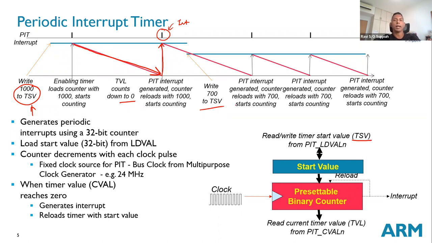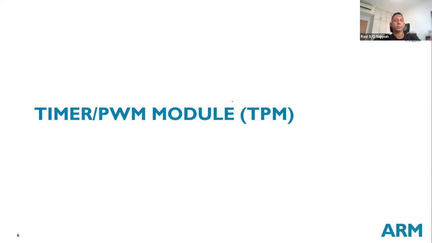So this is a very easy way of generating periodic interrupts in your system. If I know that this particular LED is always going to blink at a rate of 1 second or 5 seconds, I can just set up a periodic interrupt timer that counts down based on that interval and keeps toggling the LED. So this is one easy way of generating periodic interrupts. That one is very straightforward.